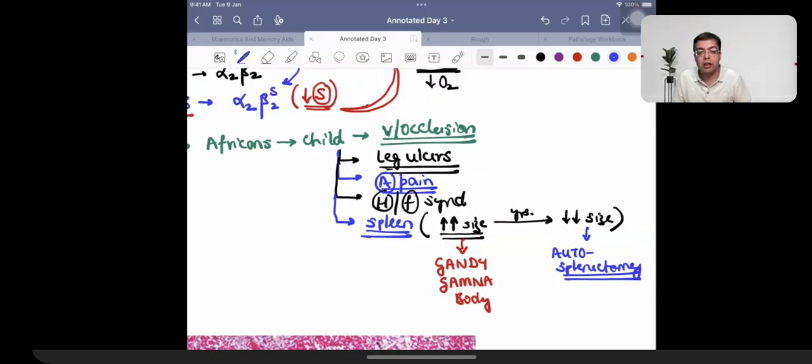So a child of African descent comes to you because he's having the presence of a non-healing ulcer in the lower limb and he's having the presence of abnormal shape of the RBCs. Sickle cell anemia is a likely differential. Child is going to be of African descent. He's having the presence of severe swelling in the hand and feet, hand-foot syndrome. So that is going to be again a patient who's likely to have sickle cell anemia.